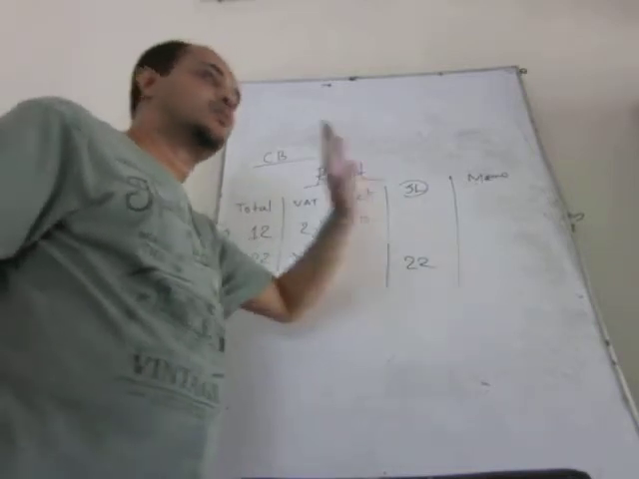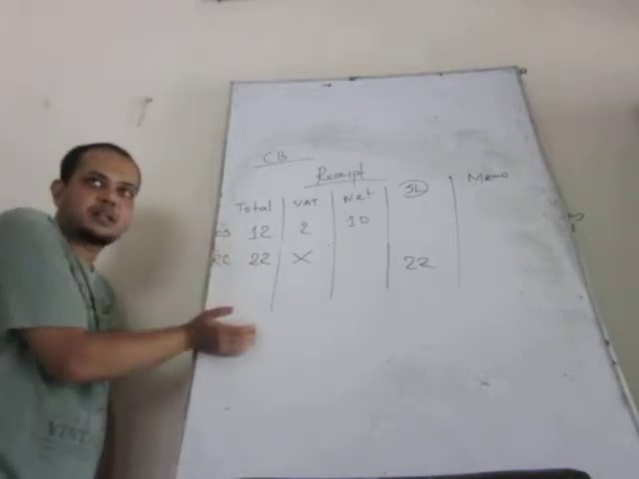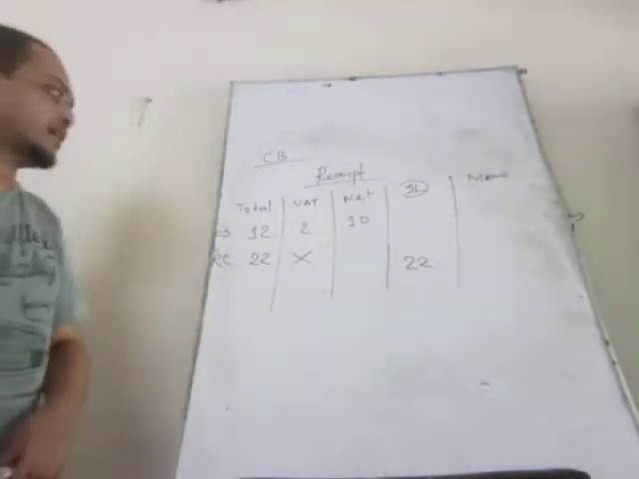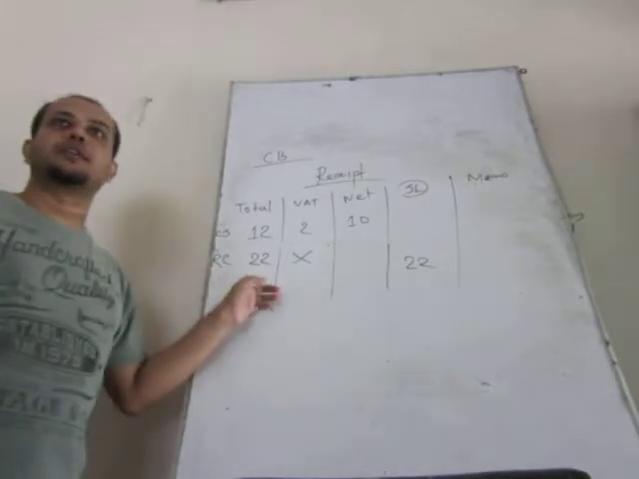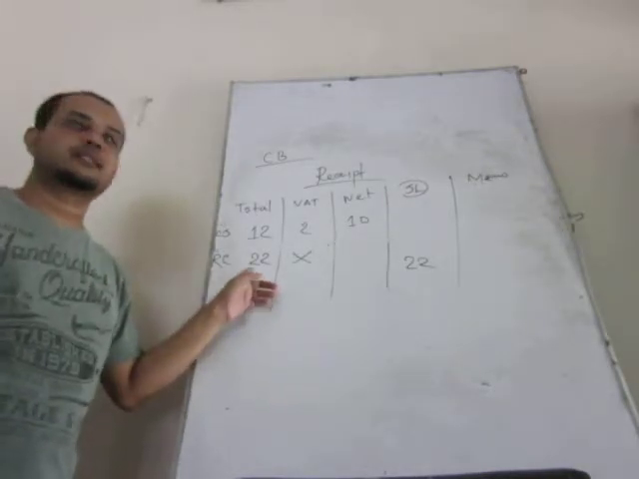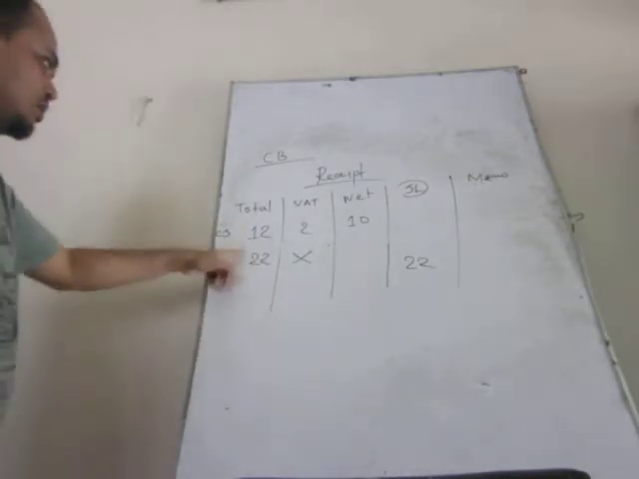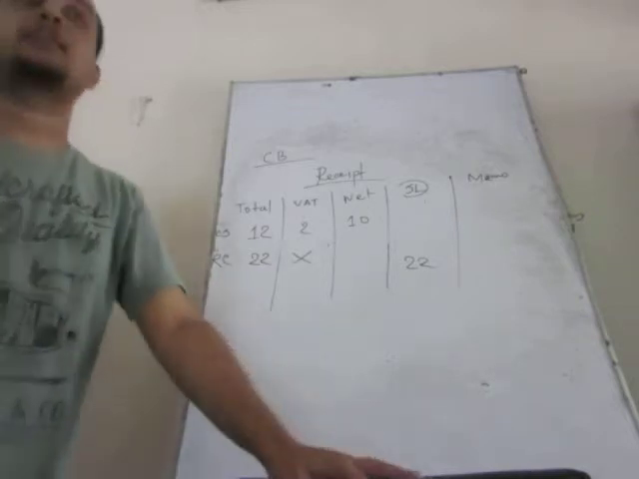Clear? Okay. Now, up to this level, how much cash is already collected? Cash of $12 and receivable of $22 already collected. So for $32 you have already collected. This is a cash related transaction.